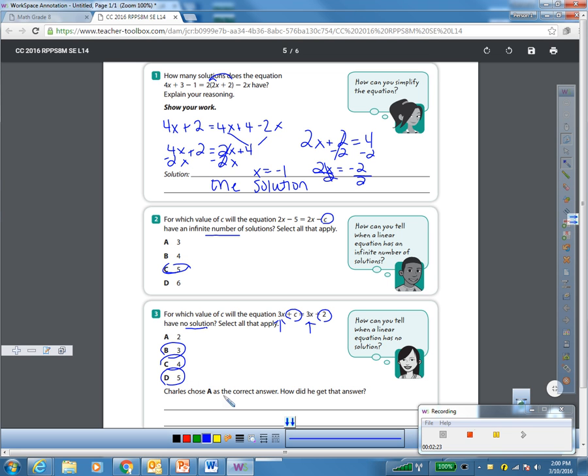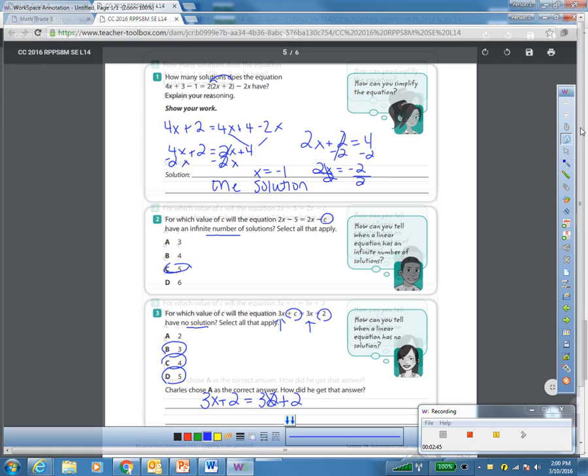Charles chose A because I think he's confused about no solution and infinite. If he chose A, then it would look like this, and it'd be perfectly the same on both sides, 3x plus 2, which would mean that it's infinite. Okay, so B, C, and D would work, just not A. Okay, let's go to that last page.